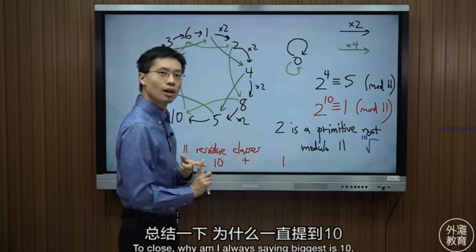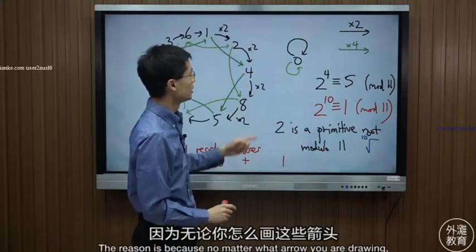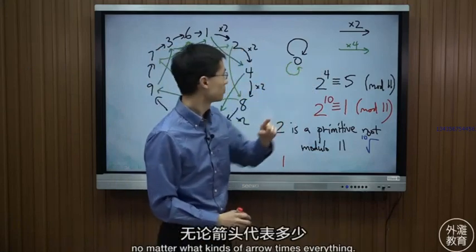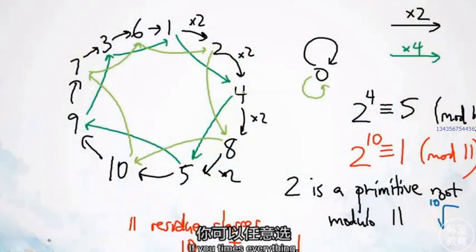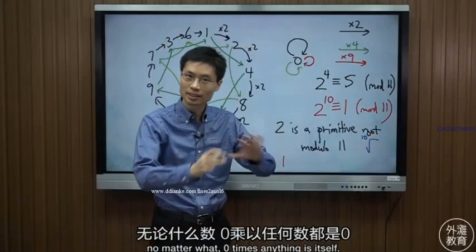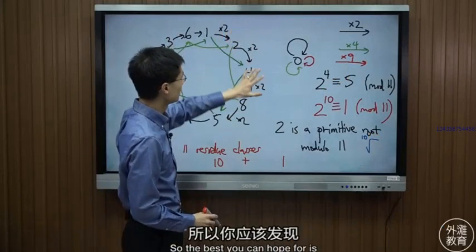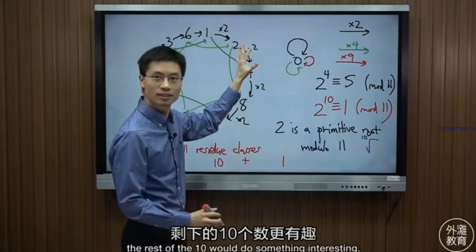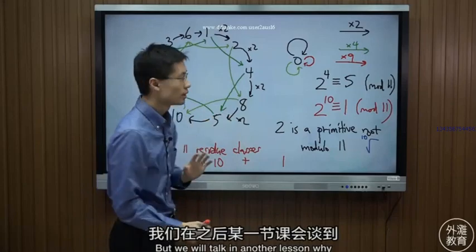To close, why am I always saying biggest is 10? The reason is because no matter what arrows you're drawing, no matter what kinds of arrows of times anything, if you do times anything, I'm making up a times 9. In all these arrows, 0 goes to itself. No matter what, 0 times anything is itself. So the best you can hope for is that the rest of the 10 will do something interesting. But we will talk in another lesson why.